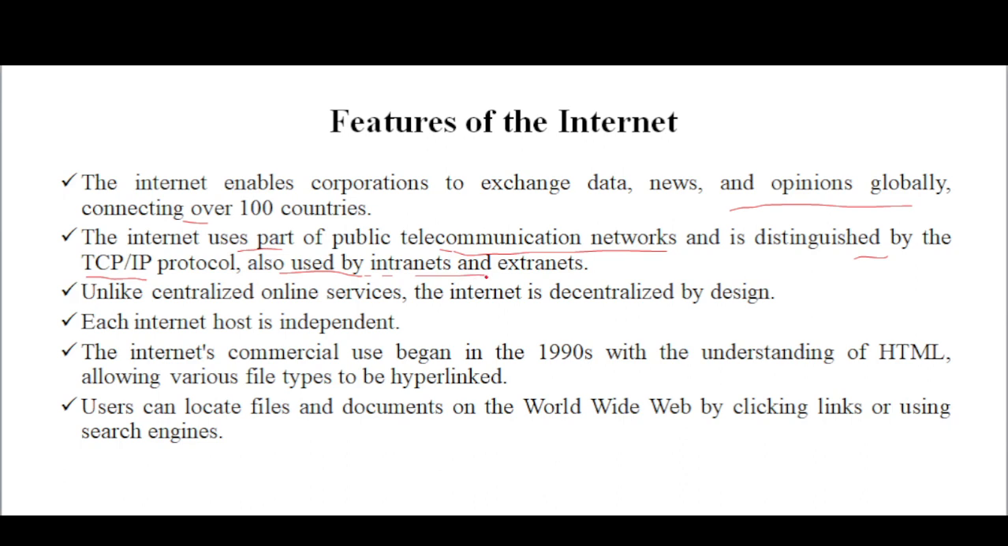An intranet is a private network accessible only to an organization's staff, such as a company's internal network. While an extranet extends access to selected external partners like supplier portals. So in the next slide I will discuss broadly about extranet and intranet.